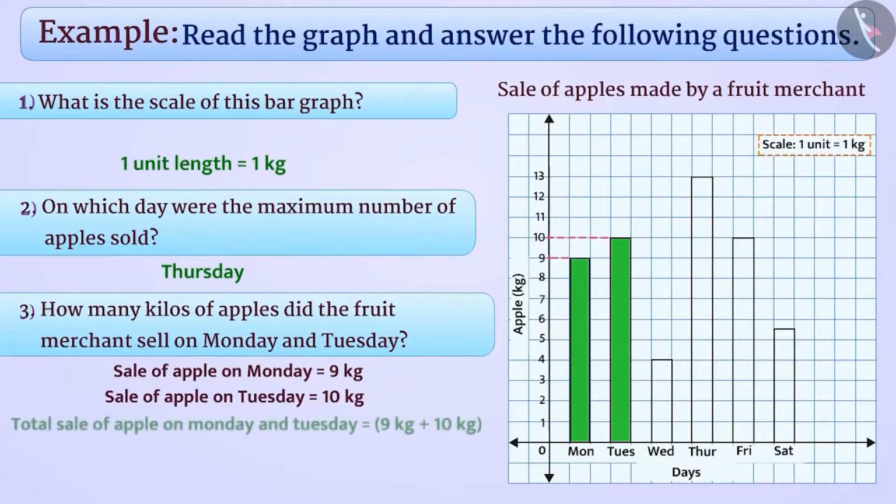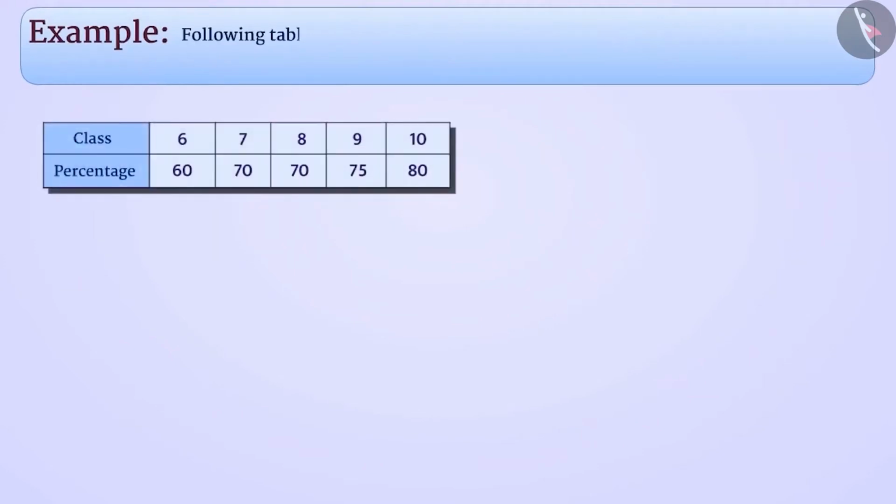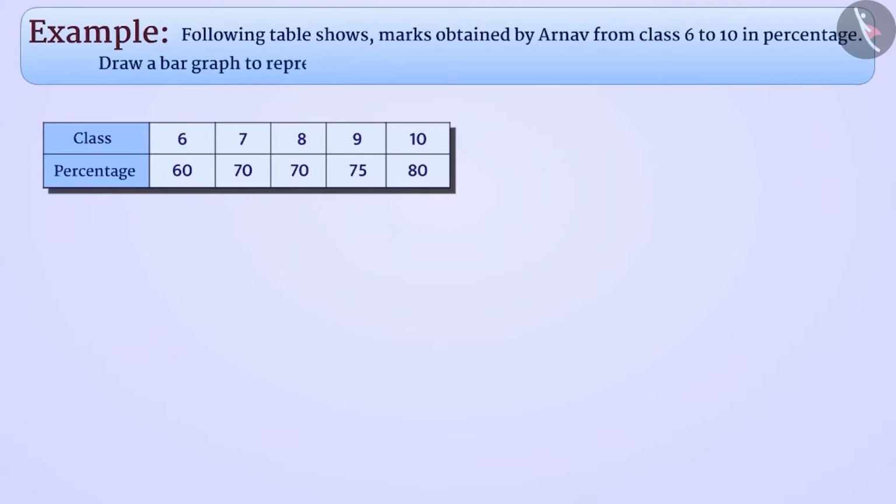To calculate the total sale made on Monday and Tuesday, we will add the total sale made on both days, which will result in 19 kgs. From this, we can infer that the fruit merchant sold 19 kgs of apples on Monday and Tuesday. Next example. Following table shows marks obtained by Arnav from class 6 to 10 in percentage. Draw a bar graph to represent the following information, choosing the scale of your choice.